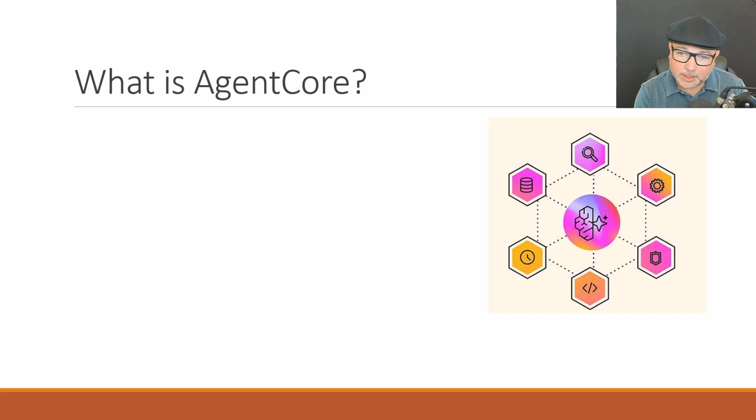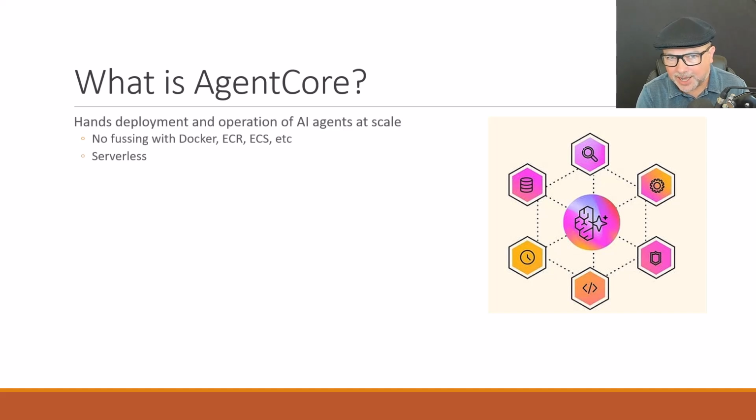What is AgentCore? Well, it's kind of a mishmash of stuff, but at a high level, it's all about the deployment and operations of your AI agents at scale again. So you don't have to fuss around with Docker or ECR or ECS or actually managing the containers under the hood if you don't want to. You can, that's an option, but you don't have to. It will wrap all that for you and deploy it to you in a serverless environment. So you don't have to think about managing all the underlying servers that run this agent. It will do that for you, and you just pay for the usage that you incur.